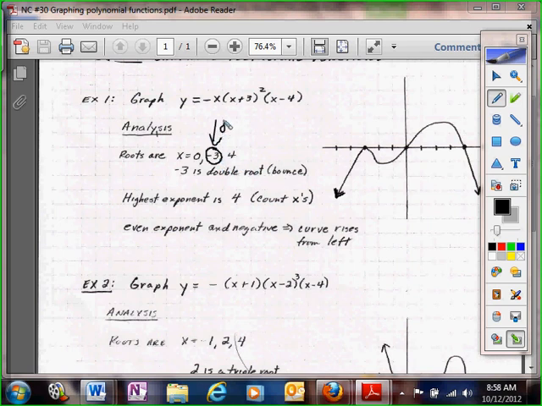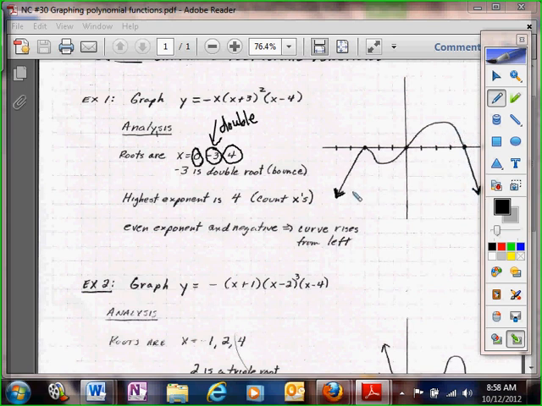And since this is a double root, that's why I'm rising and I bounce off. Doesn't matter how far I come down. It doesn't have to be perfect, but I bounce off because it's a double root. My next root is a 0, and it's a single solution, so I go right through it. And it doesn't matter how far I go up, just go right through it. And finally, my last solution is 4, and it's a single, so I go right through it.